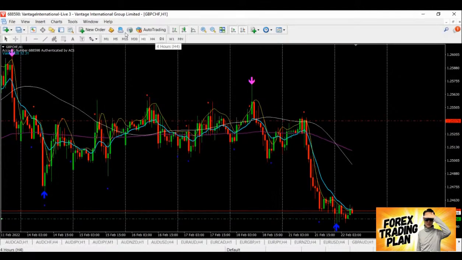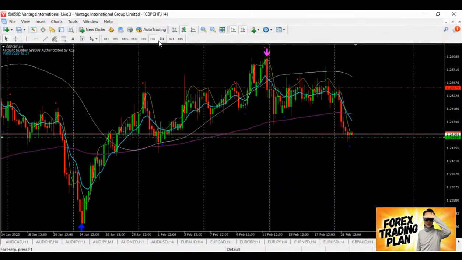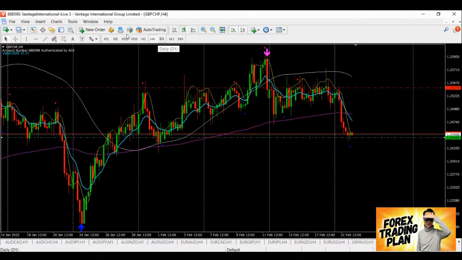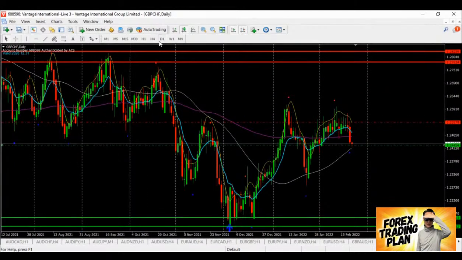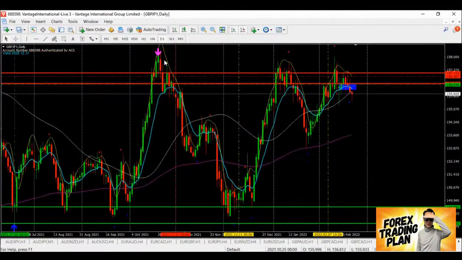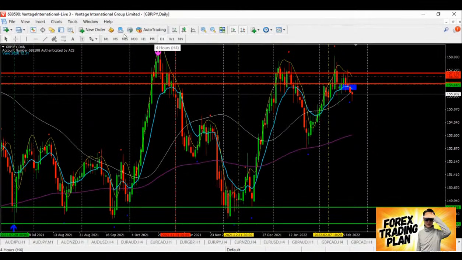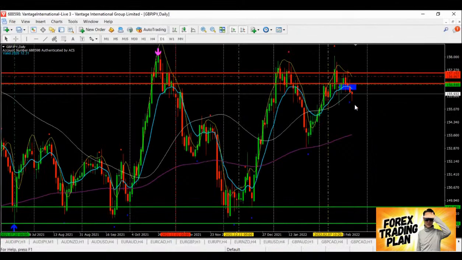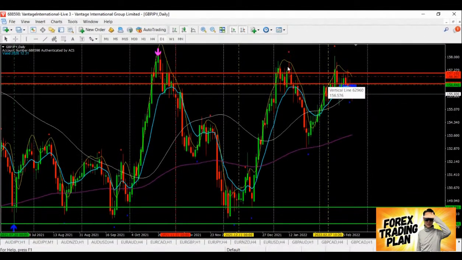Sellers, please stay away. I don't think this breaking is going to drop any further, so I will just give this a miss today. Okay, pound yen, pound yen. Pound yen looks pretty good. Pound yen actually gives me a sign of selling over here.